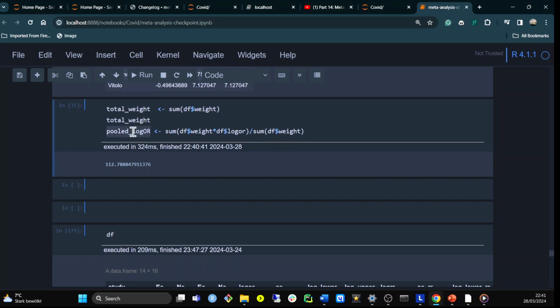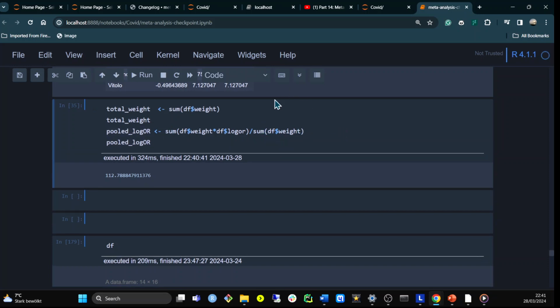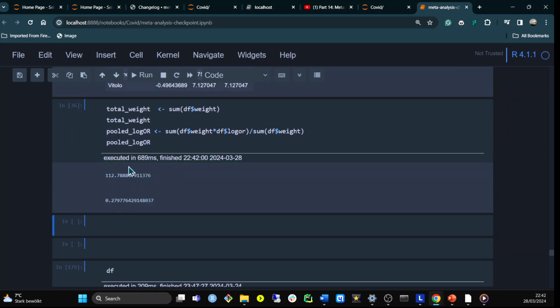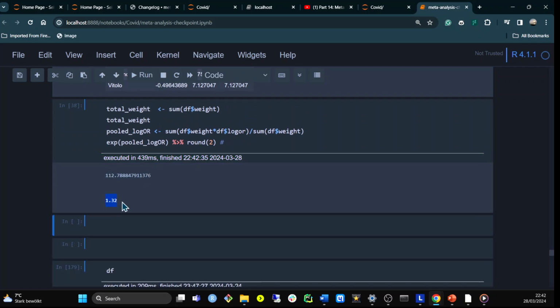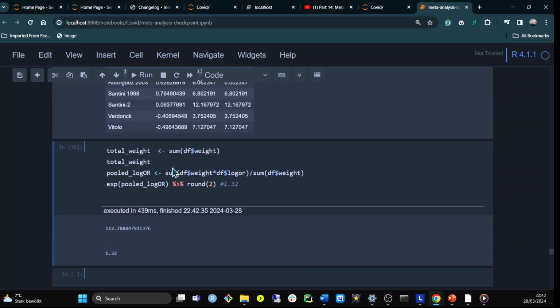Now we take the pooled odds ratio and print that value. We get the pooled log odds ratio, but we have to exponentiate it, so we take the exponent. Once exponentiated, I can also round it to 2 significant digits, otherwise it will be really long. And then we see the value. Yes, so we have an odds ratio of 1.32.